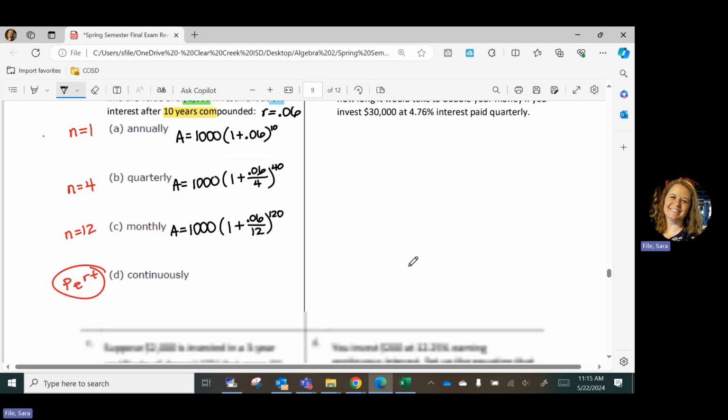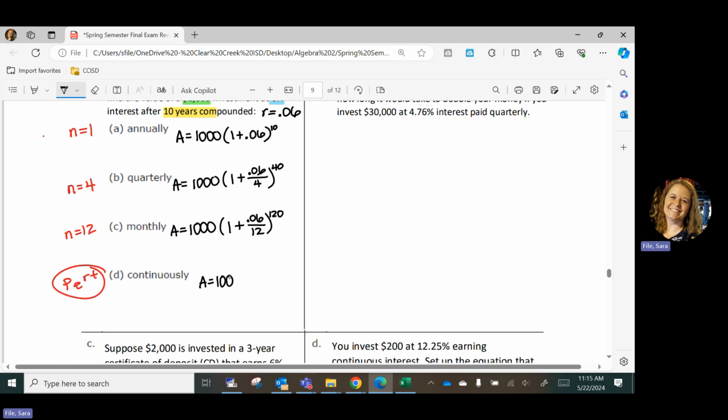And then for continuously, it's just PERT. So the principal amount is the 1,000 times E to the RT. So you could do it like that, or you could go ahead and multiply the 0.06 times 10, and then it would just be 0.6. That's up to you, if you want to leave it like this so you can see R and T separately, or if you want to go ahead and combine them. But that would be the setup for those equations.